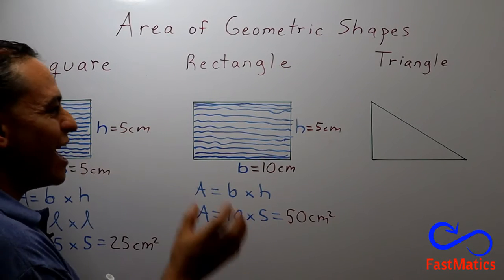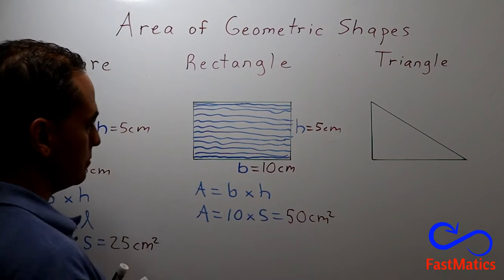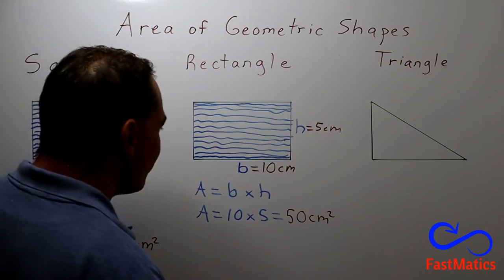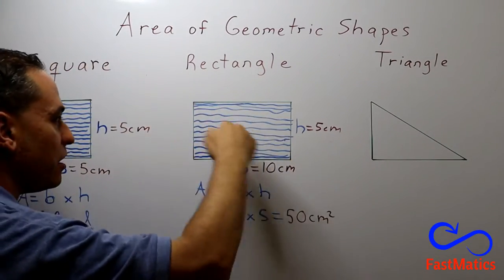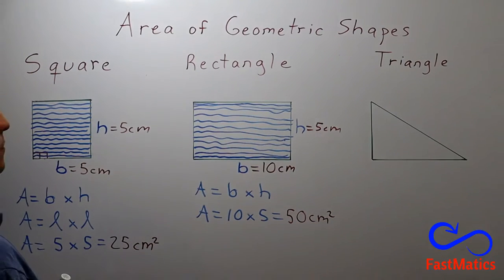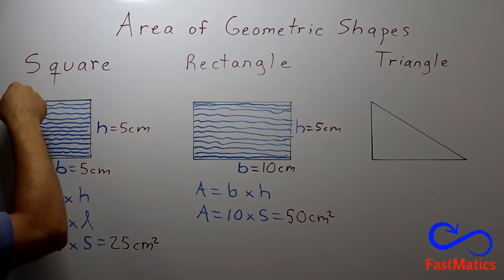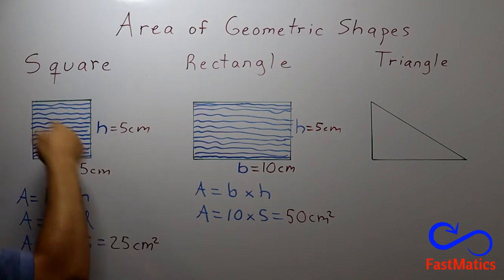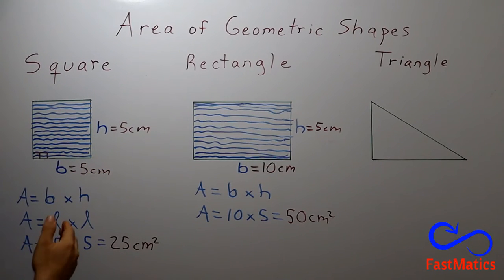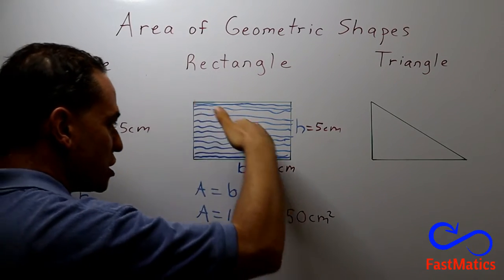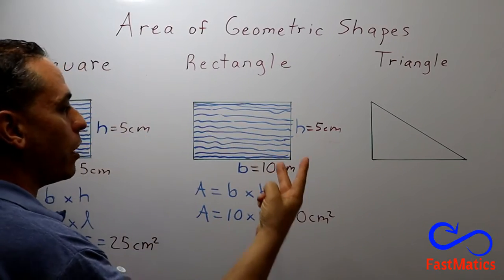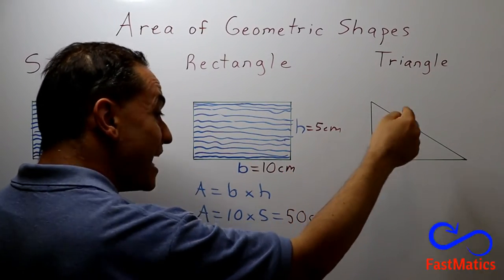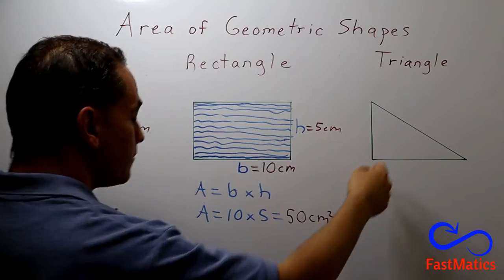And now we have the case of the triangle. What happens if I cut the rectangle in half? Or I cut the square in half, in order to get two halves? Well, if you divide the rectangle in two parts, you get a triangle. Yes, you have guessed it.